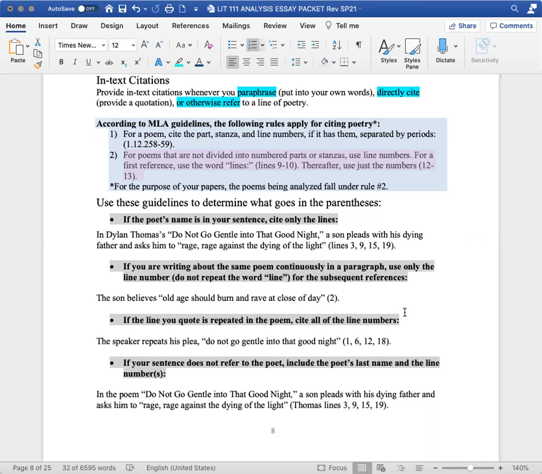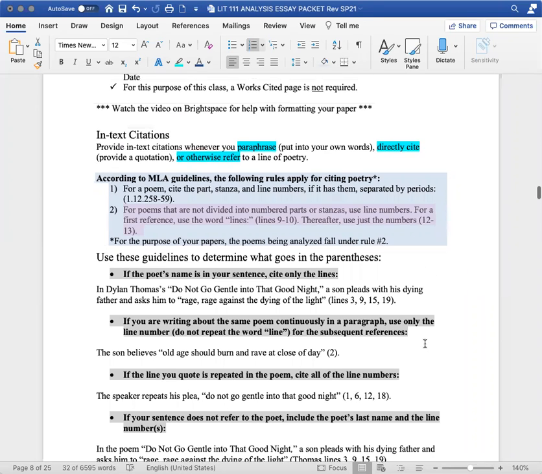If you keep talking about the same poem for a few sentences, after the first time that you're quoting it, the subsequent ones can just have the number. You don't even have to rewrite the word line or lines. So each of these in gray is giving you the scenario, and then below it is the example. All right.